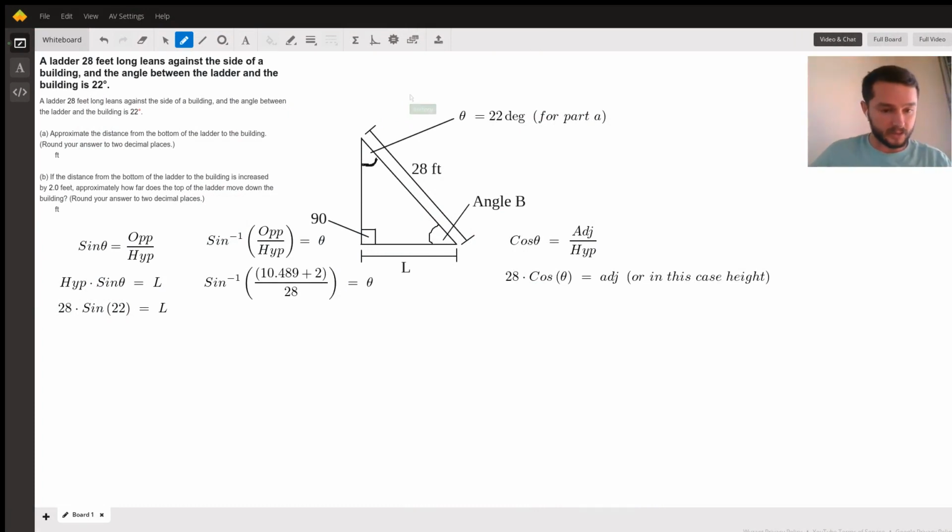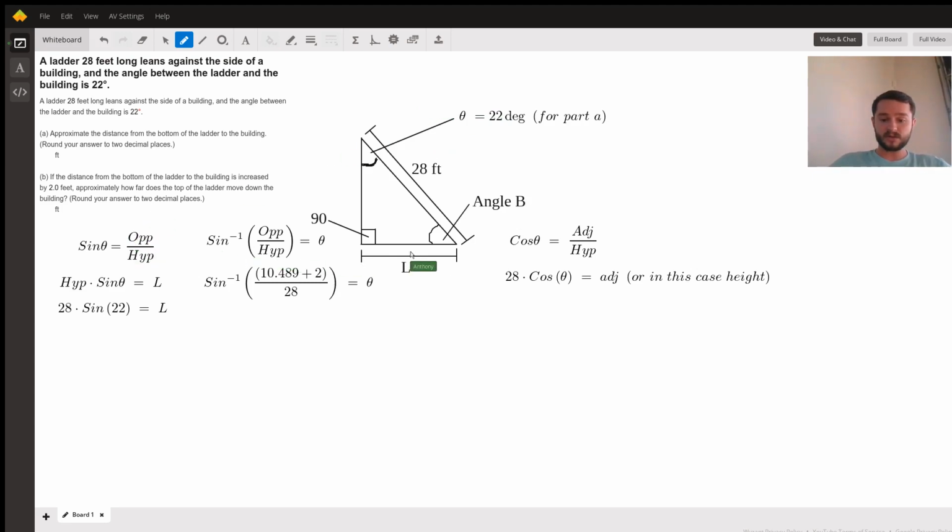Today we are looking at a trigonometry problem with a ladder leaning up against a wall. The angle that the ladder makes with the wall is 22 degrees. This top angle here is theta, and we're going to be referring back to theta a couple times through this video.